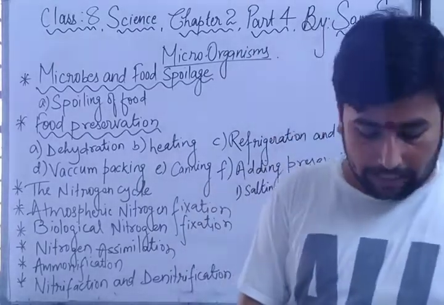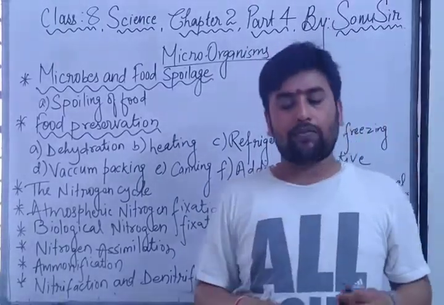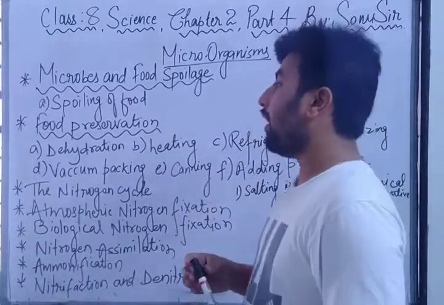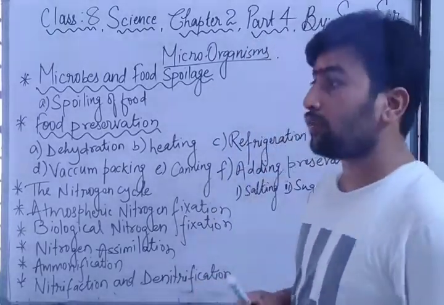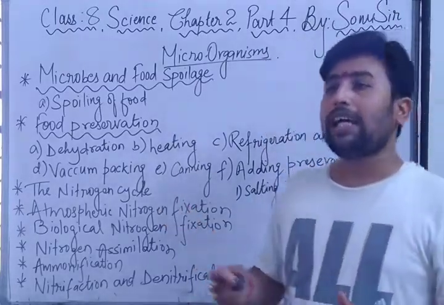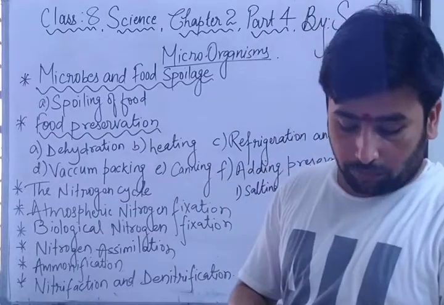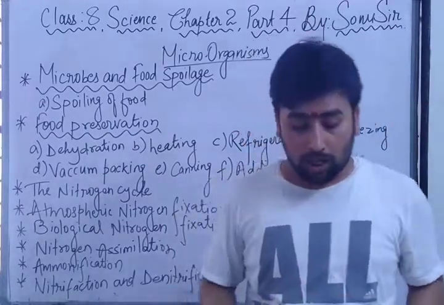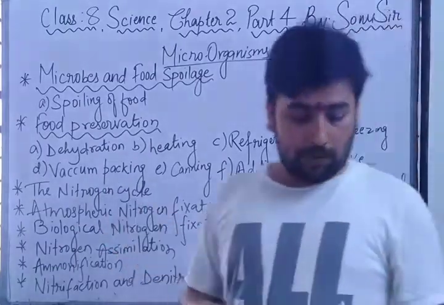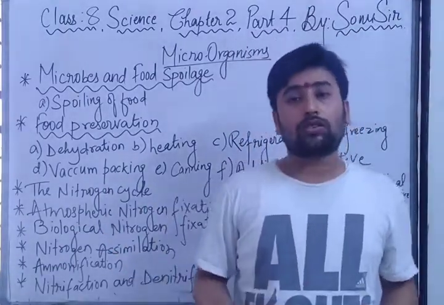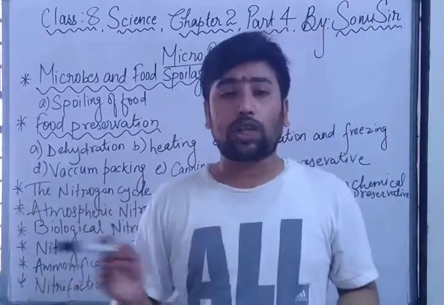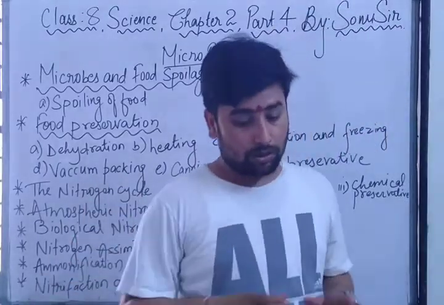Food products can become contaminated by bacteria and fungi. Especially when your mom starts boiling the milk: if she bought milk from the shop or from the milkman and did not boil it, what will happen? That milk will spoil. If she bought some vegetables, vegetarian or non-vegetarian, and does not cook them, they will be spoiled. Some fruits also, if you are not eating them for a long time, will be spoiled.